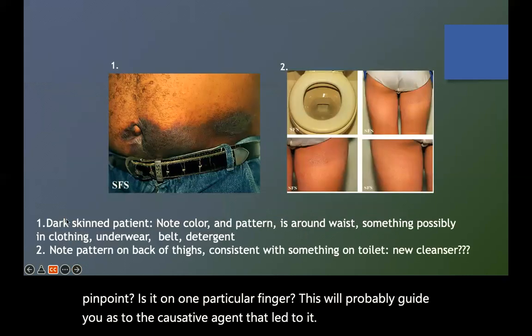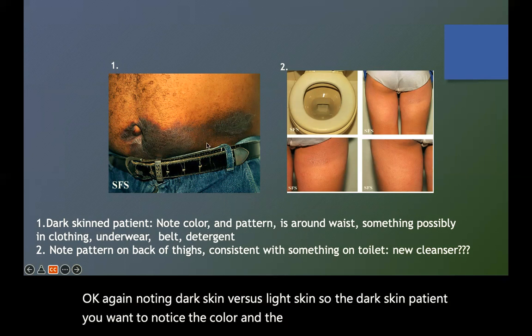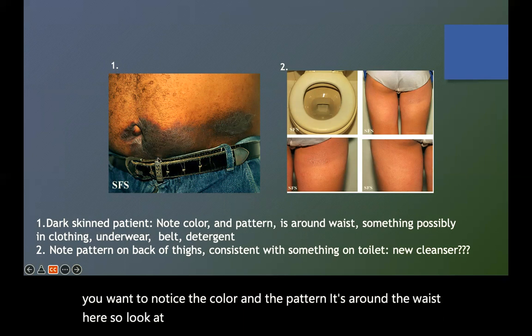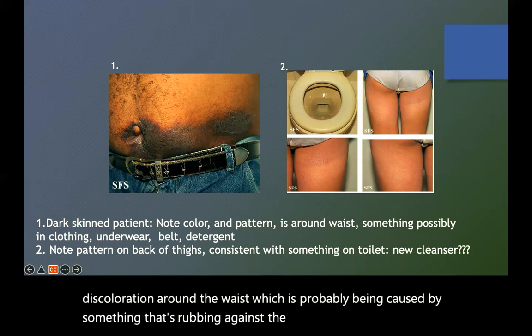Okay, again, noting dark skin versus light skin. So the dark skin patient, you want to notice the color and the pattern. It's around the waist here. So look at this contact dermatitis. It's a discoloration around the waist, which is probably being caused by something that's rubbing against the skin. Well, what could be rubbing against the skin?